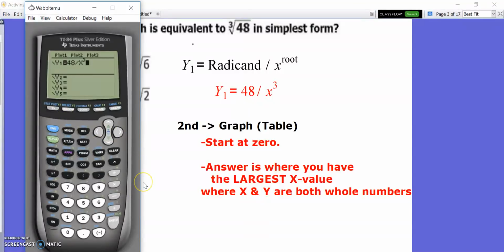Now, to get the answer, here's what we have to do. We have to go to the table. To get to the table, it says it right here. You're going to hit second, which is the blue key, and you're going to hit graph, which is the top right key. This is going to open the table. So I'm going to hit second, and I'm going to hit graph.